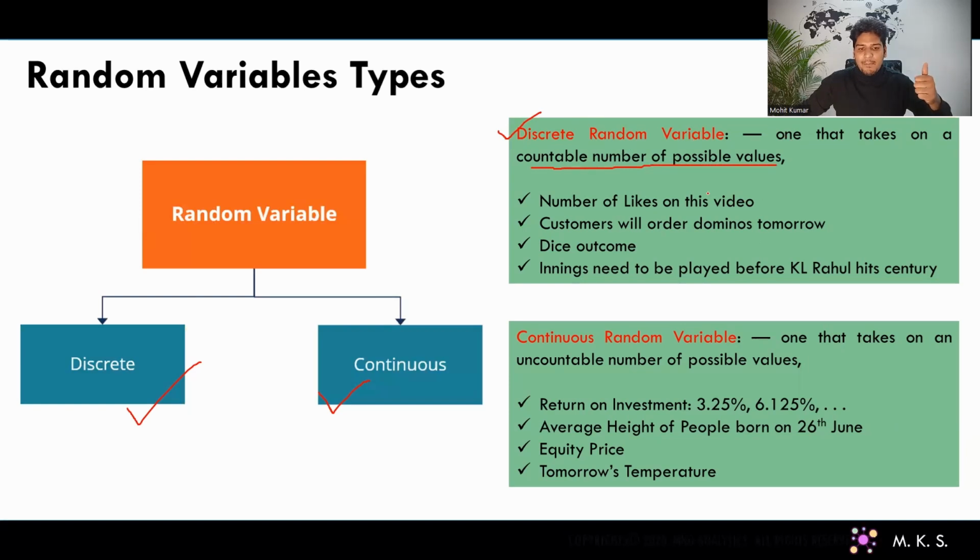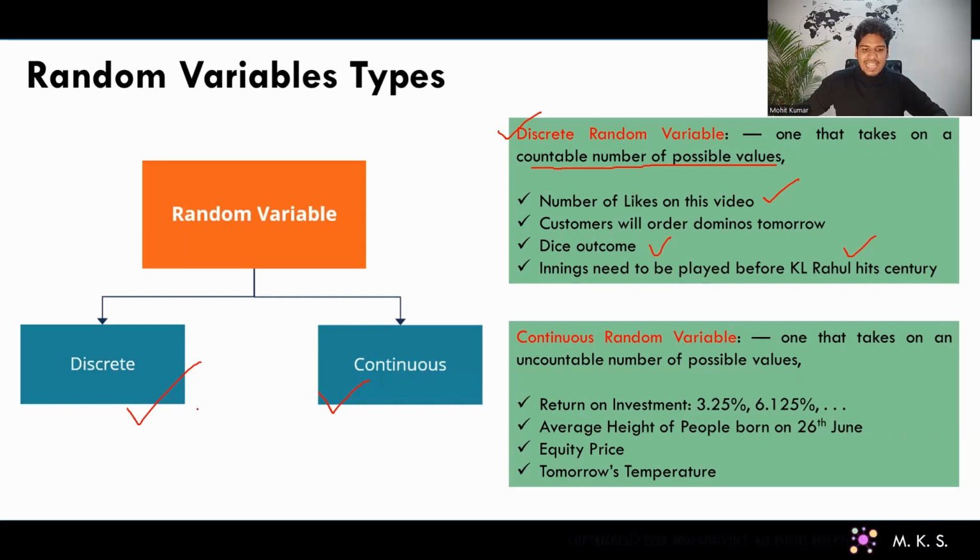Now the examples are the number of likes on this particular video. That will be 1, 2, 3, 4. It cannot be 4.5, right? Similarly, second example, how many customers will come to Domino's tomorrow? That's also a fixed number. It cannot be a decimal value. Dice outcome between 1 to 6, right? Innings needed before KL Rahul hits a century. Practical example, guys. How many innings? That will also be a discrete random variable because it will take a discrete number, or you can say a positive integer, 1, 2, 3, 4. How many innings? That depends, right? I don't think that will happen soon, right?